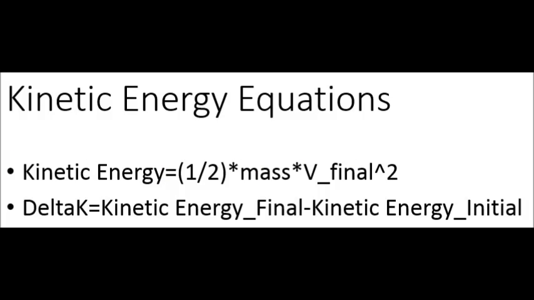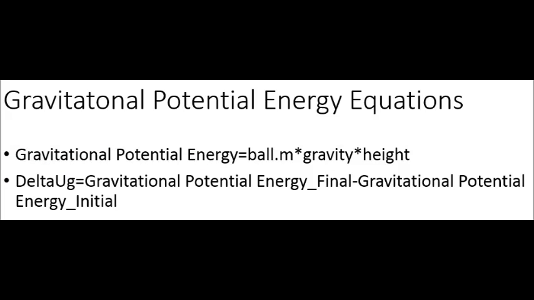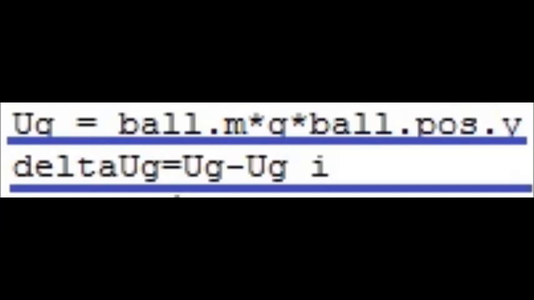The kinetic energy equation is 1/2 times mass times the velocity squared. The change in kinetic energy is the final kinetic energy minus the initial kinetic energy. Here it is plugged into the code. The gravitational potential energy is mass times gravity, which in this case is 9.8, times height. The change in gravitational potential energy is again just final minus initial. Here it is in the code.